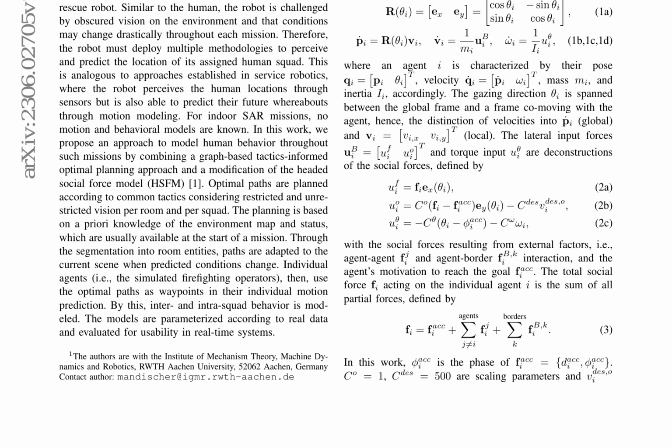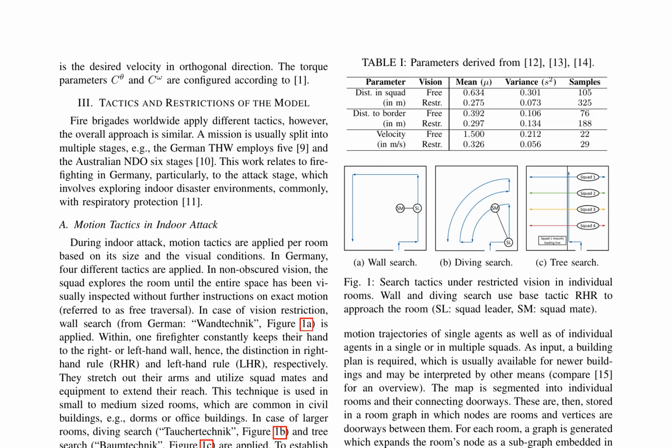In the context of firefighting, different tactics are applied depending on the room size and visual conditions. This work focuses on the attack stage, where firefighters explore indoor disaster environments, commonly with respiratory protection. 4 tactics are applied: free traversal, wall search, right-hand rule and left-hand rule, diving search, and tree search. The wall search tactic is particularly important, as it is used in small to medium-sized rooms, common in civil buildings.